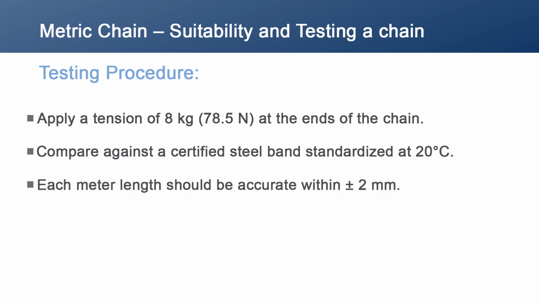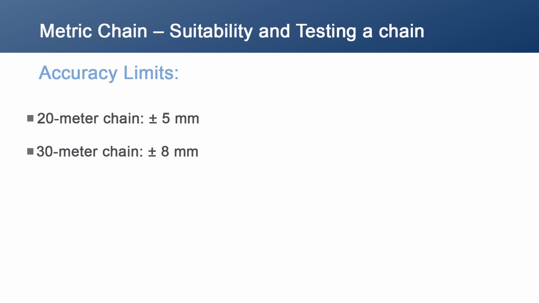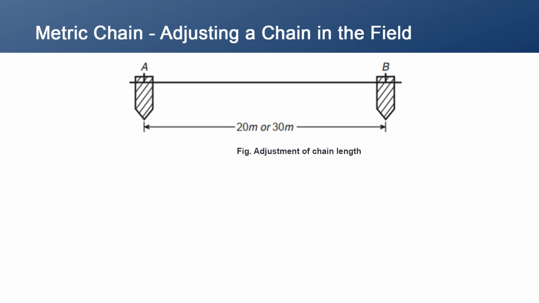Each meter length should be accurate within plus or minus 2 millimeter and the overall length should be accurate within plus or minus 5 millimeter for a 20 meter chain and plus or minus 8 millimeter for a 30 meter chain. Now, let us look into adjusting a chain in the field.